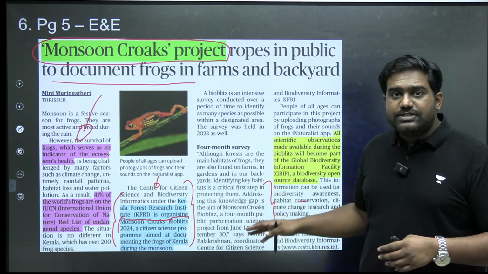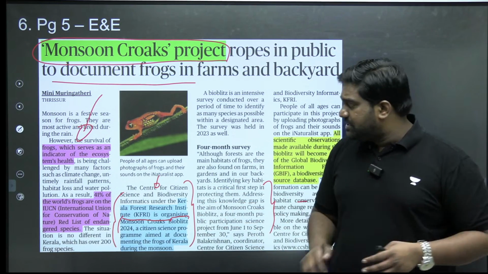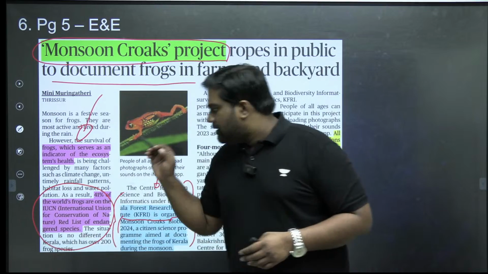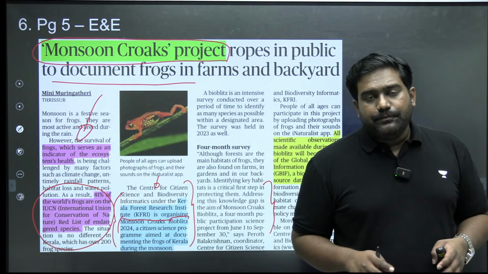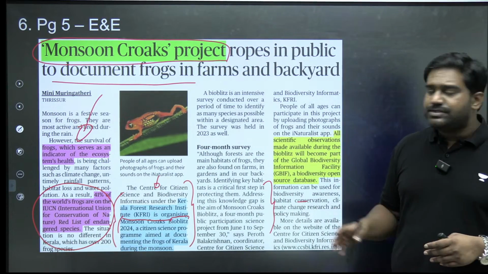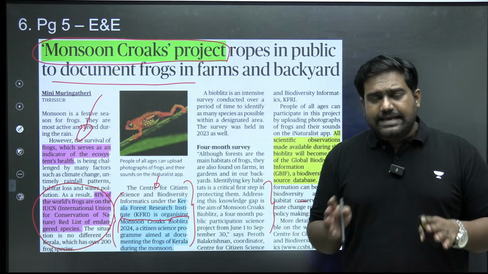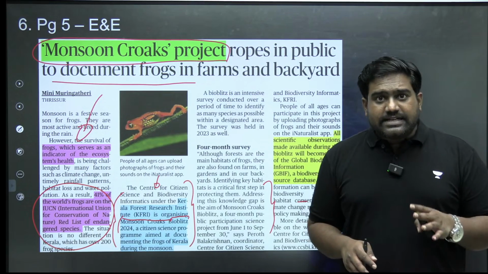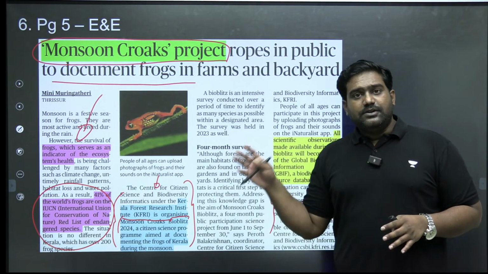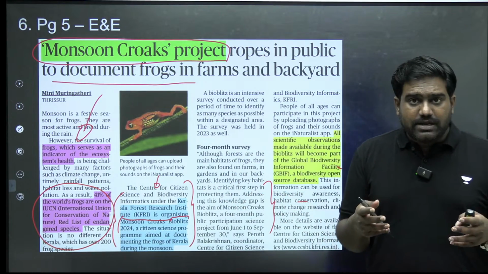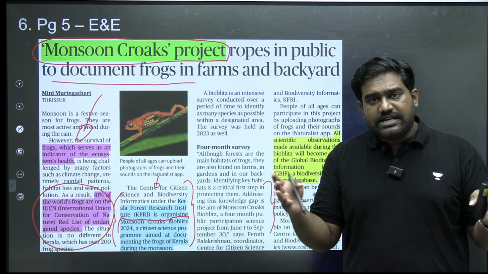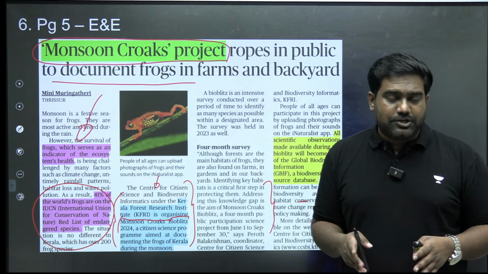So according to IUCN, right, 41% of the world's frog species are endangered. They are facing a lot of threats and challenges due to habitat destruction, climate change, global warming, pollution, etc. So in this context, it's very important to estimate the different species of frogs, especially during monsoon season, because that is when you see a big explosion in their population.